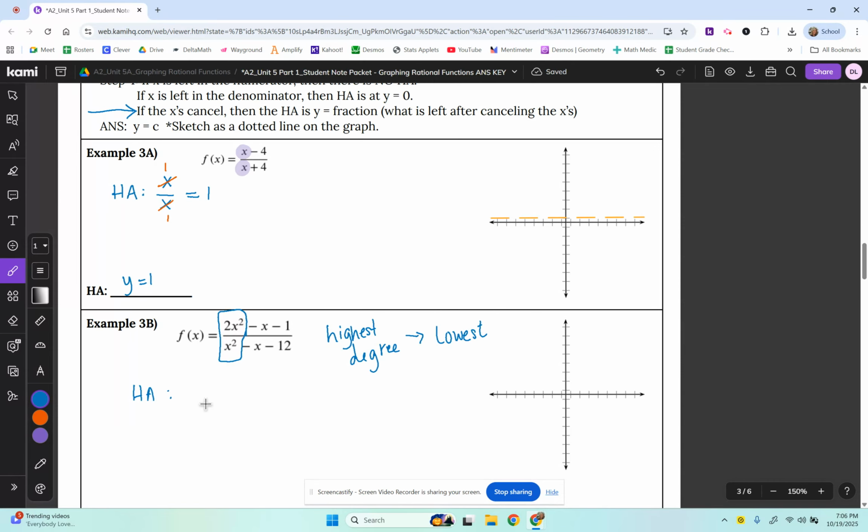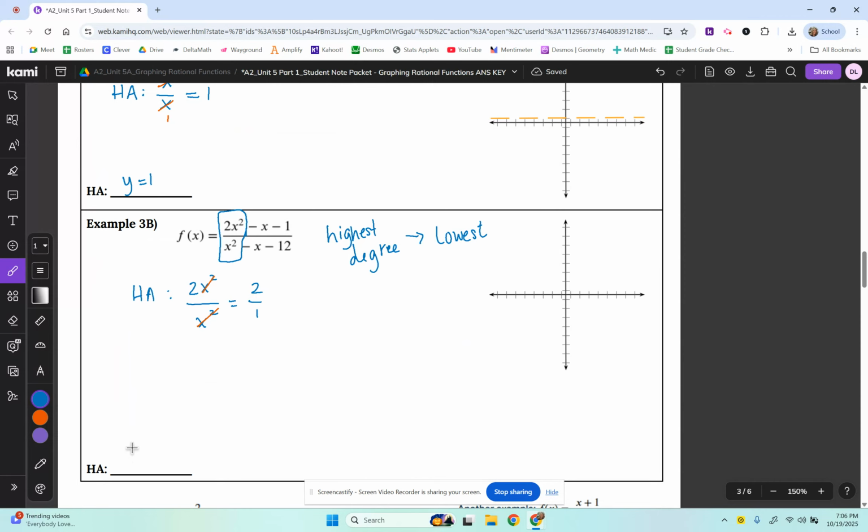Okay, so let's write these down as our fraction, 2x squared over x squared. We're going to cancel what we can. The x squareds cancel, which leaves us 2 over 1. That tells me that my horizontal asymptote is at y equals 2. So I will go to my graph, go up to 2, and that is where I will put my dotted line.